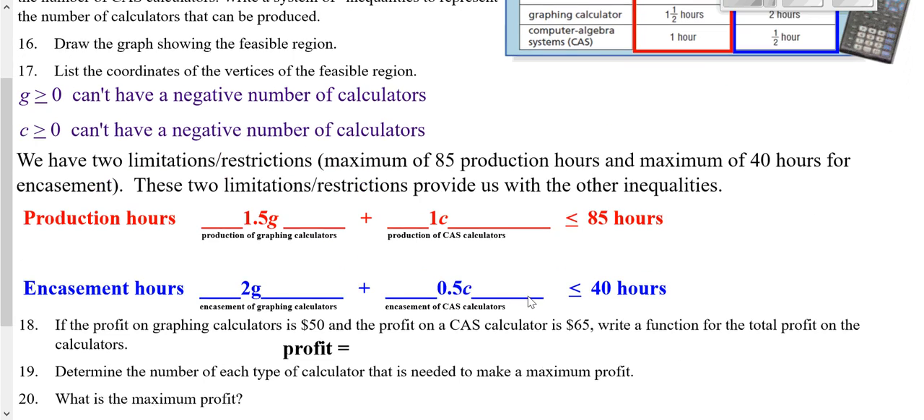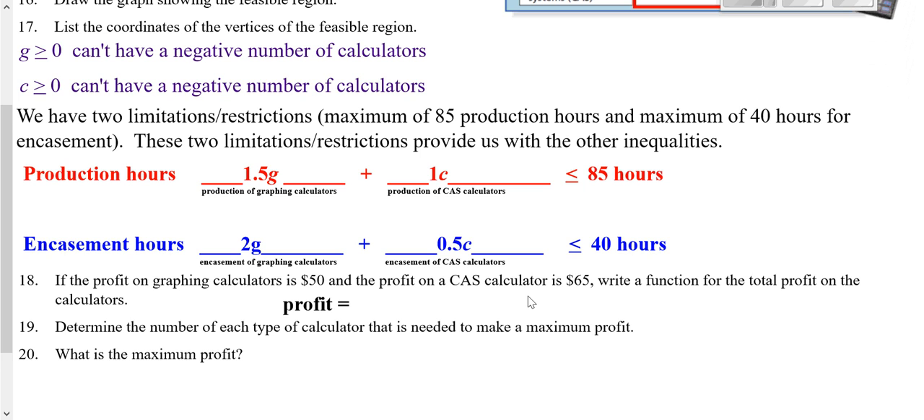So I'm going to go ahead and work this out, and we can graph this. We're also asked to do the profit. Well, we know the profit is $50 for each graphing, so it's 50 times your graphing, plus 65 for each other one. So we need to graph the 2 purple ones, and that just limits us to the first quadrant. Then we need to graph the red, and we have to graph the blue, and then find our corner points.